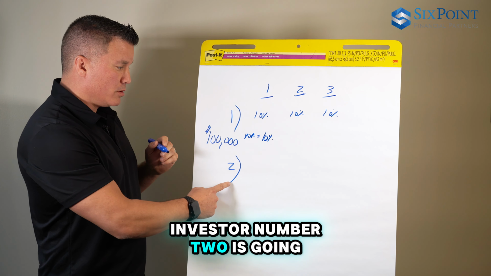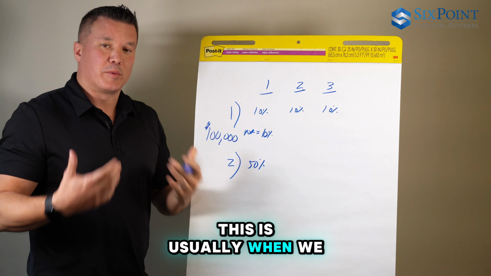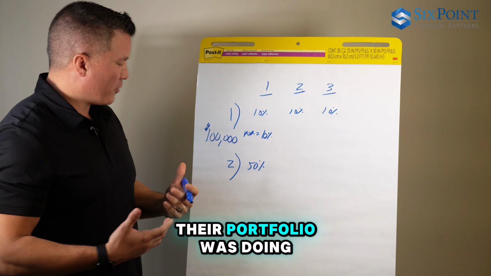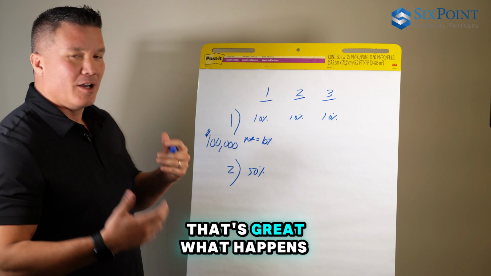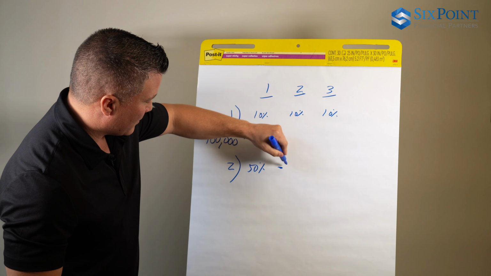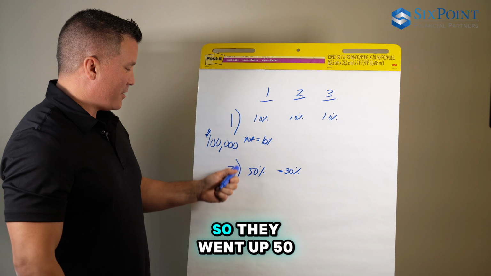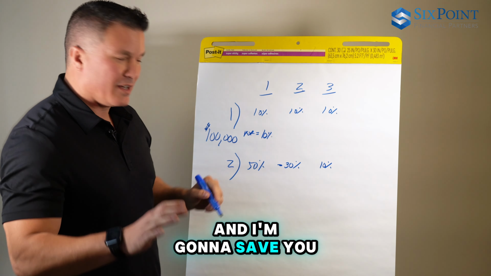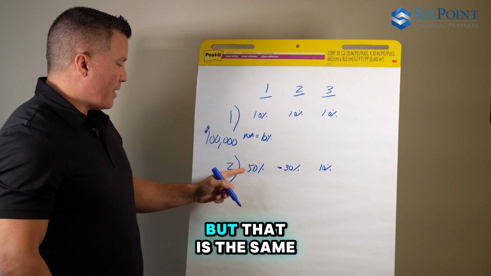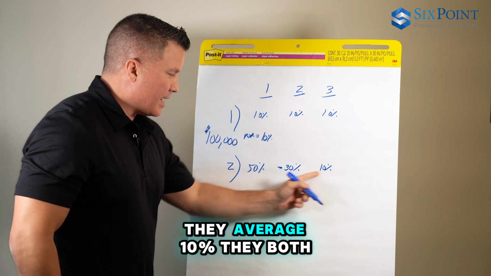Investor number two is going to go up 50% in year number one. This is usually when we hear from those folks. They talk about how great their portfolio is doing. You only got 10, I got 50. Okay, that's great. What happens in year number two? Year number two, investor number two goes down 30%. So they went up 50, down 30, and then up 10. And I'm gonna save you from doing the math on this, but that is the same rate of return, folks. They average 10%, they average 10%.